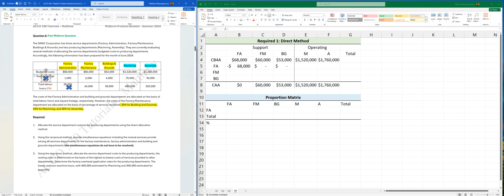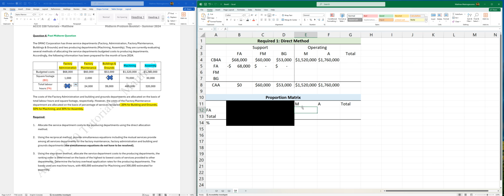And now for building and grounds, what are we going to X out here? Building square footage is used to allocate building and grounds. So the square footage for building and grounds, 4,000, is null. It's not useful. It's useless unless you want to get the question wrong. If your goal is to get the question wrong, by all means. So first off, direct method. Just to save time, let's black this out.